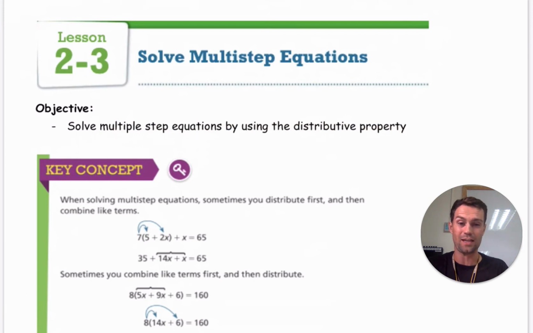Some of you have not been writing this down. We want the objectives written down because we need to know. If we don't know what we're going to learn, you might not learn it, all right? So that's why we have these objectives.